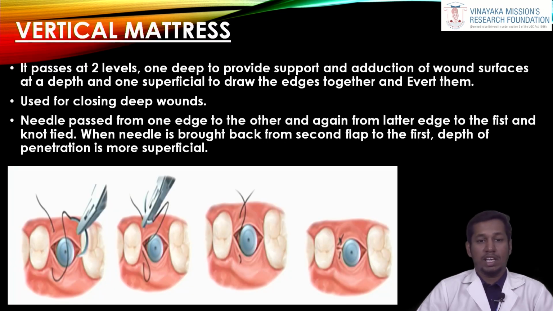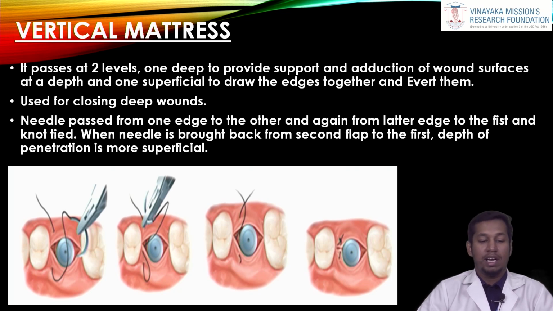Next comes the vertical mattress suture. So what is vertical mattress suture? In the vertical mattress suture, the suture needle passes at two levels. Basically we take the suture needle one deep to provide the support and adduction of the tissue wound surface at the depth, and then one bite superficial to draw the edges together and evert them. So basically it is used to close deep wounds.